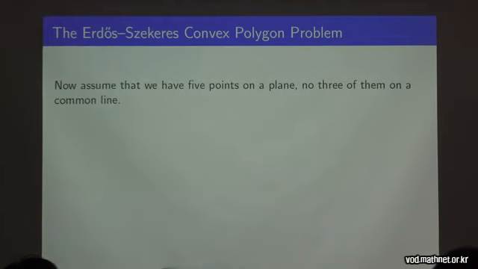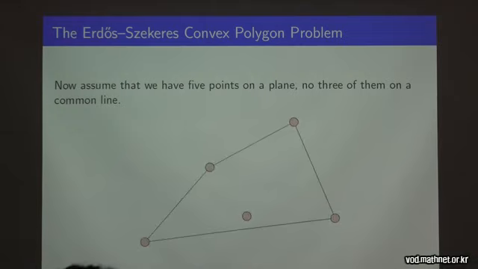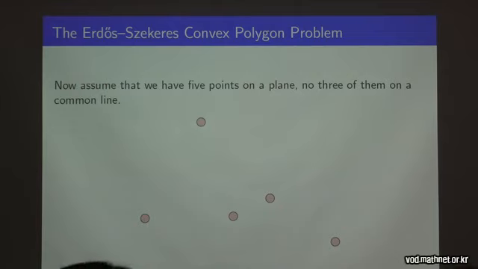Now, let's assume that we have 5 points on the plane in general position. By general position, no 3 on a common line, like this. Can you find 4 points among them that form a convex quadrilateral, a convex fourgon? This one, and this one, and this one, right? This one doesn't work. But we have this, and this. So for example, we can find this fourgon. Can you find one here?